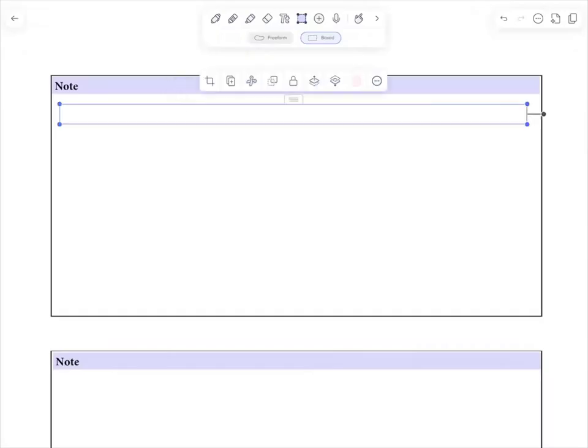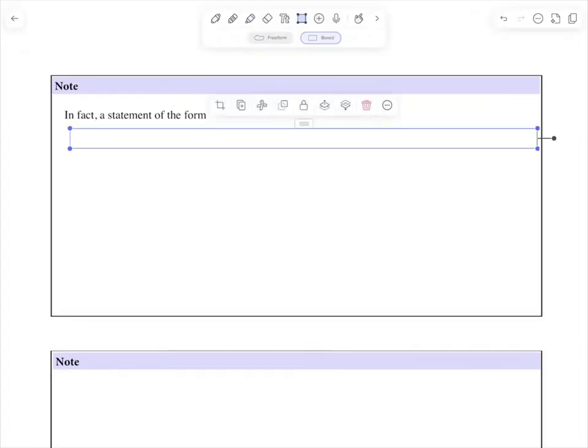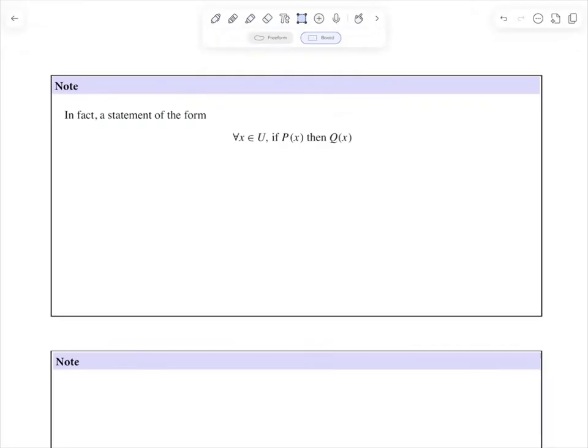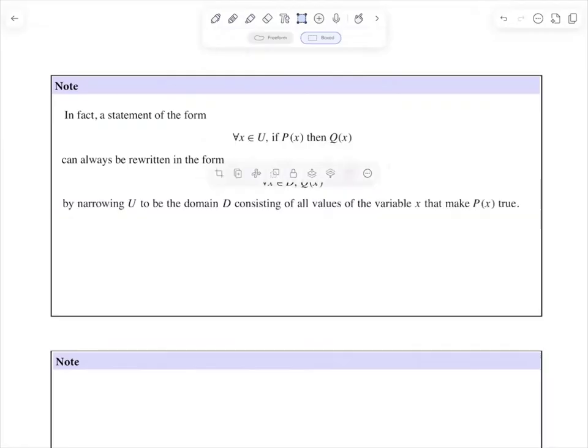Let's take a look at some notes here, everyone. In fact, the statement of the form for every x in domain U, if Px, then Qx can always be written in the form of for every x in domain D, Qx. What are we basically doing? We're narrowing U to be the domain D, which consists of all values of variable x that makes Px, your predicate, true values.